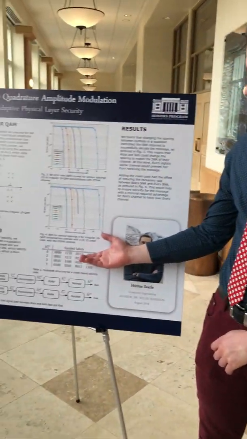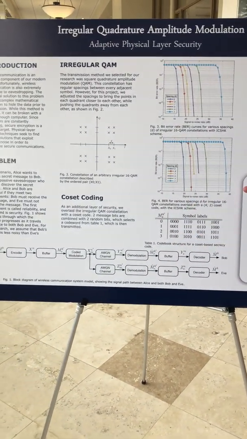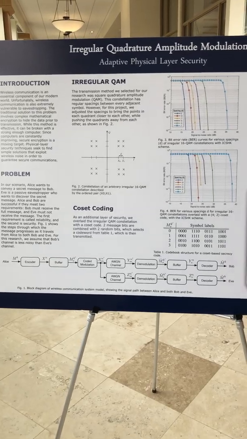In addition to that, we added what's known as a coset code. So a coset code is a method of adding security to a message. It's pretty straightforward. Essentially, you have a table and you combine your information with a random sequence, and that allows you to kind of hide what you're trying to send. And what we found was that by combining this coset code with this idea of an irregular constellation for modulation, we were able to shrink the security gap and have full control over it.